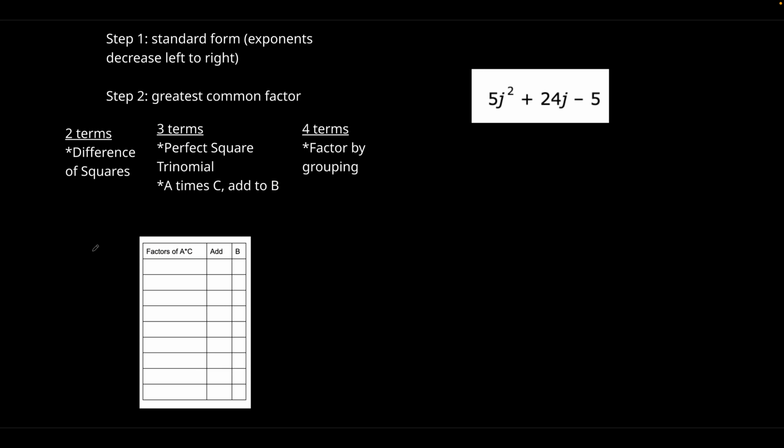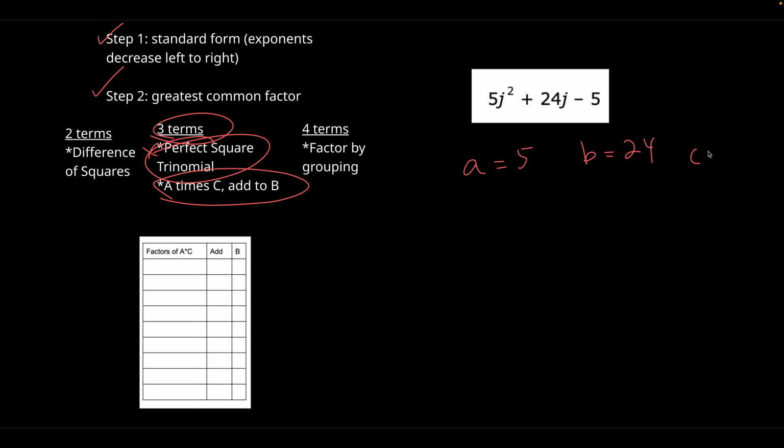All right, for this problem type, step 1, is it in standard form? Check. Step 2, is there a greatest common factor? No, there's not. Done. 3 terms. It's not a perfect square trinomial. So we again need to do a times c add to b. So a equals 5, b equals 24, c equals negative 5. We do a times c, so 5 times negative 5 is negative 25. And they need to add up to 24.